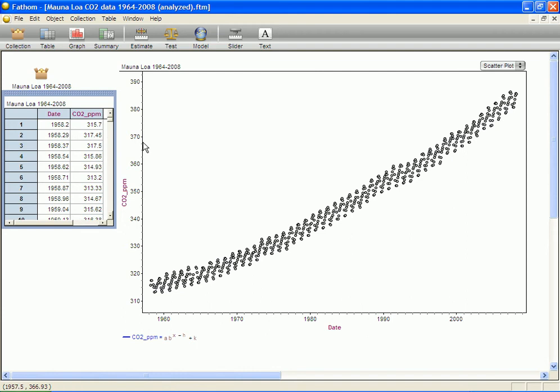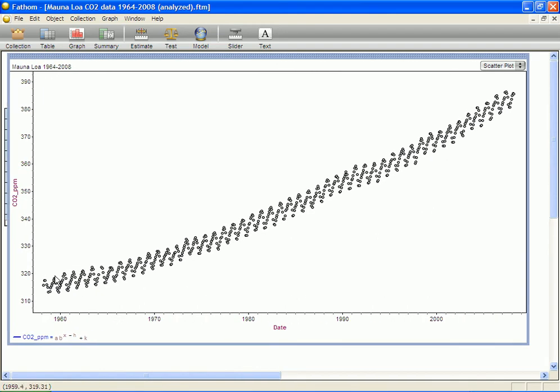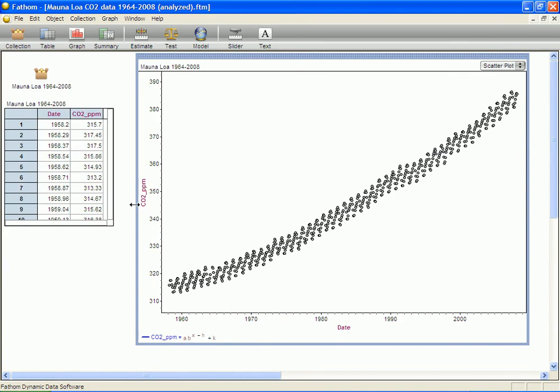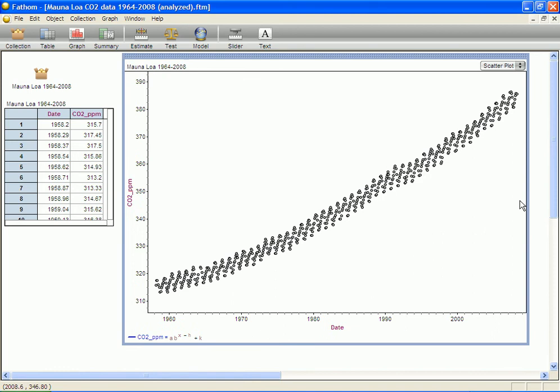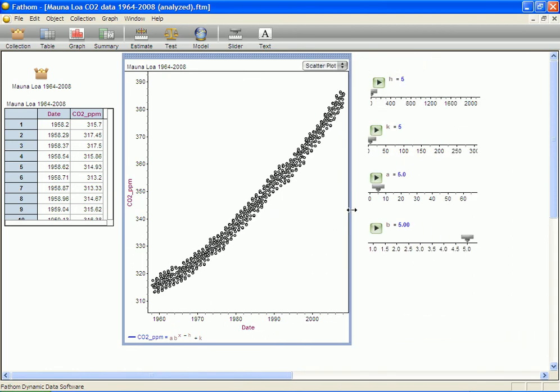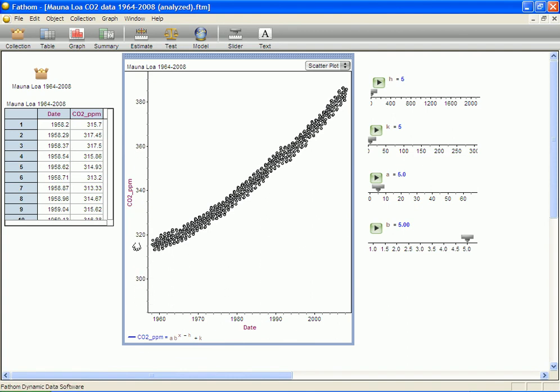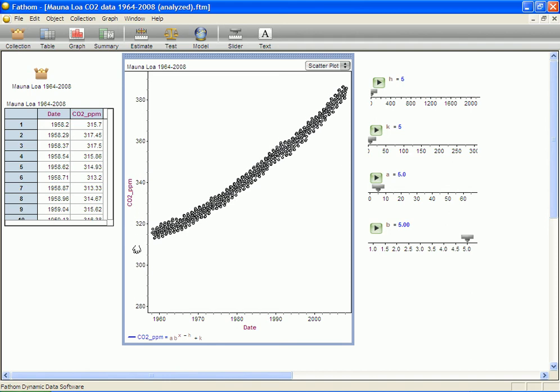2008. If we look at the graph, we can see that there are seasonal trends, but we're really not nearly as interested in the seasonal trends as the overall trend. Remember, the overall trend started at a baseline of 280 parts per million.